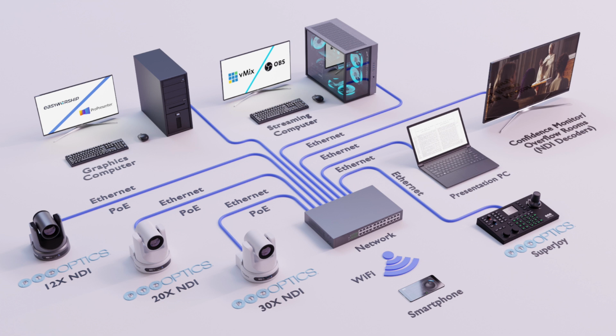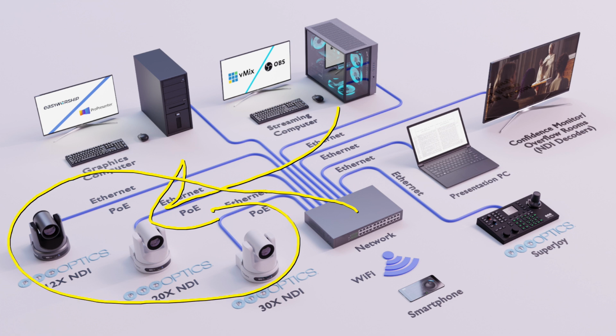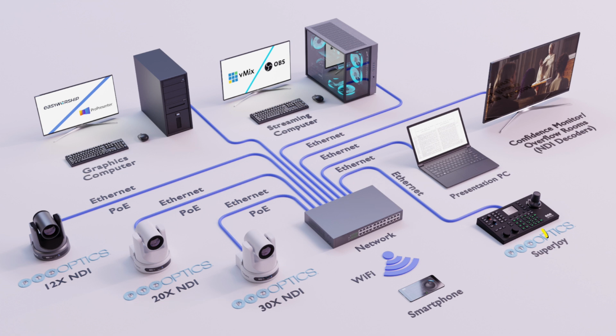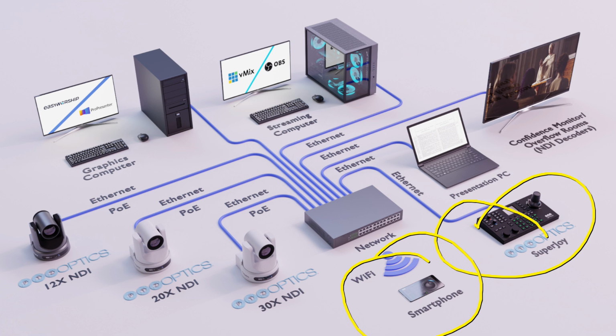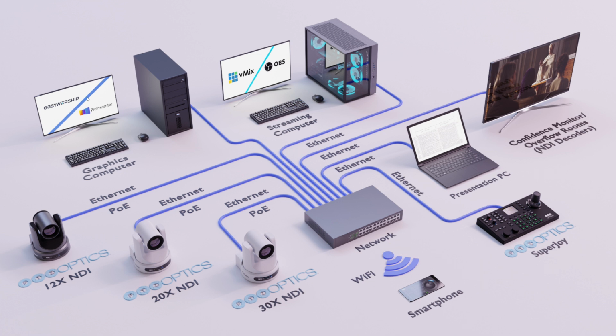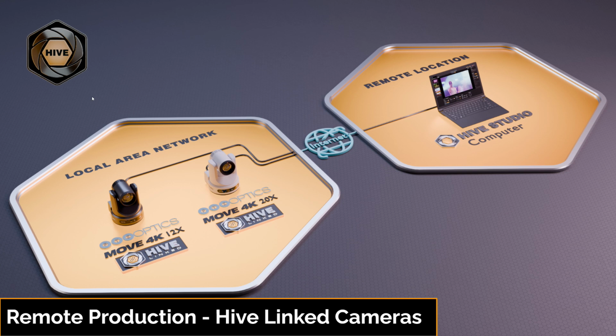So each of these cameras here, they are connected to the network, and they all have to be on the same IP range as the network basically. So you can set up unique IP addresses, connect to them with your SuperJoy or your smartphone. We have a free Wi-Fi app, and you can control all of these cameras together. So let me show you really quickly how Hive works.